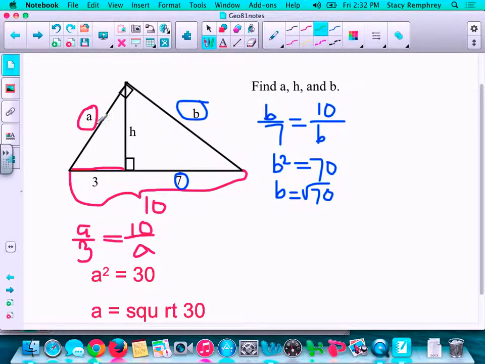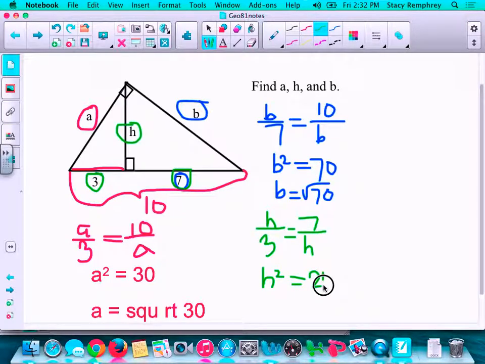And lastly, we'll look at H. Now H is a little different. H is the altitude drawn to the hypotenuse. So this is using a different theorem. In that theorem, it says the altitude drawn to the hypotenuse of a right triangle is the geometric mean. So again, the altitude is the part we write twice because that one's the geometric mean. And it's the geometric mean between the two segments. So we're going to write 3 and 7. And then cross multiply to solve. So you get H squared equals 21. So H equals the square root of 21.